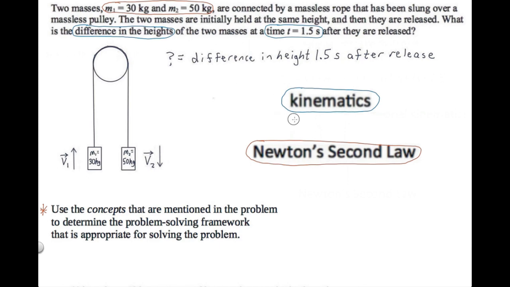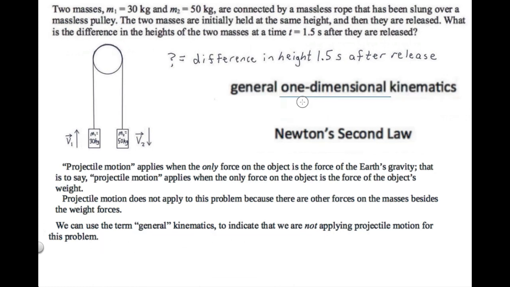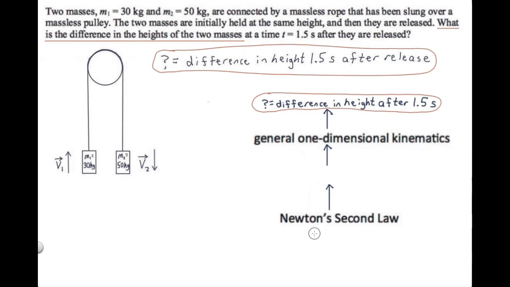Now, what type of kinematics will we apply? We can use the term general kinematics to indicate that we are not applying projectile motion for this problem. We will use one-dimensional kinematics because each mass is moving in a straight line. Which of these frameworks should we apply first for this problem? Well, the question asks us for the difference in heights, which is a kinematics-related concept. That implies that we should begin by applying Newton's second law, and then apply kinematics to answer the question.